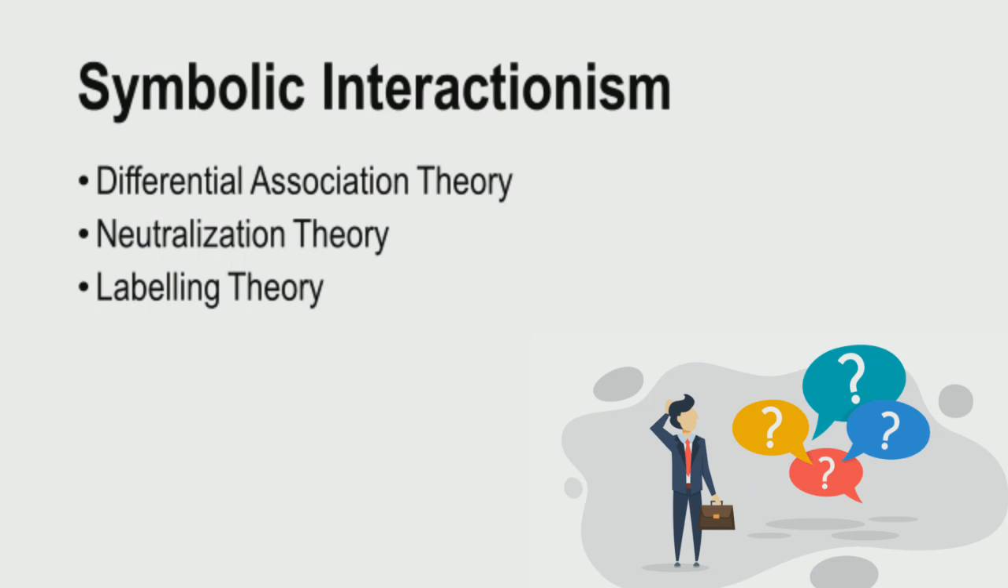So under differential association theory, it doesn't discriminate the lower class from the upper class. It discusses juvenile delinquents coming from both the lower class and the upper class. Ibig sabihin, it's not about money, but it's about whom they interact with. Kasi there are those children coming from the upper class that join with each other.